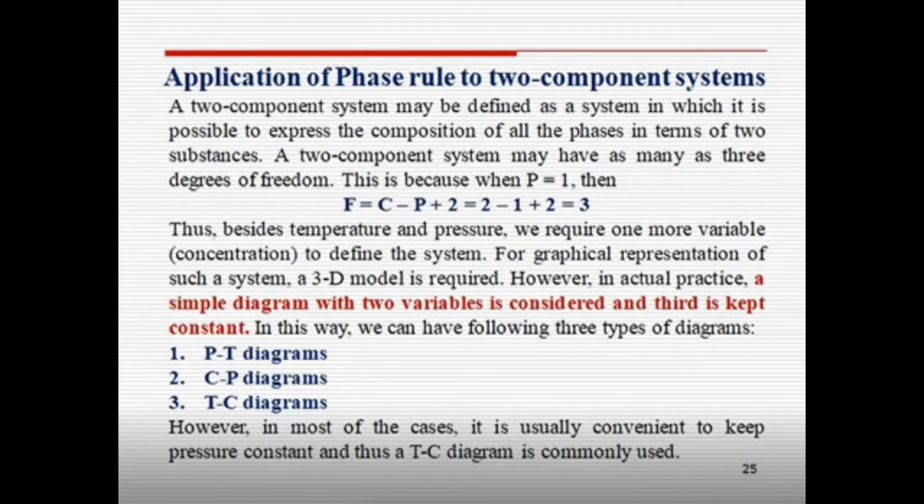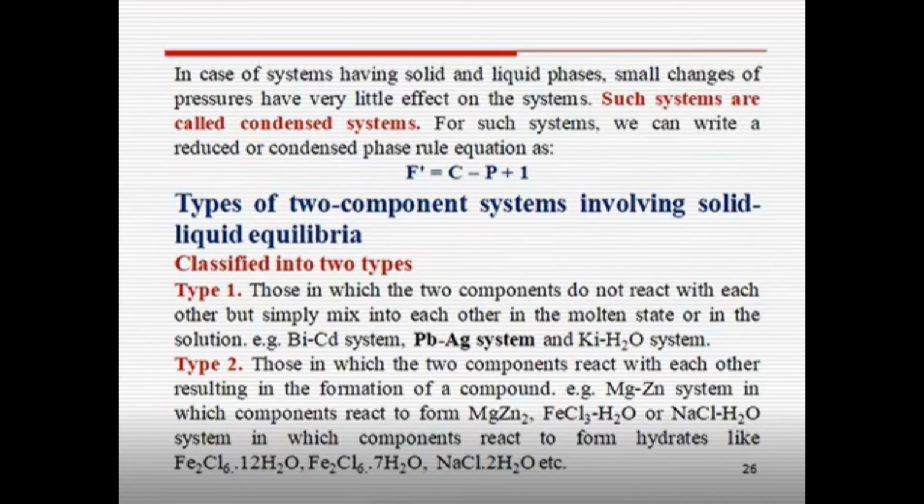However, in actual practice, a simple diagram with 2 variables is considered and the third is kept constant. In this way, we can have the following 3 types of diagrams: PT, pressure-temperature diagrams; composition-pressure diagrams; or temperature-composition diagrams. However, in most cases, it is convenient to keep pressure constant. Thus, a TC or temperature-composition diagram is commonly used.